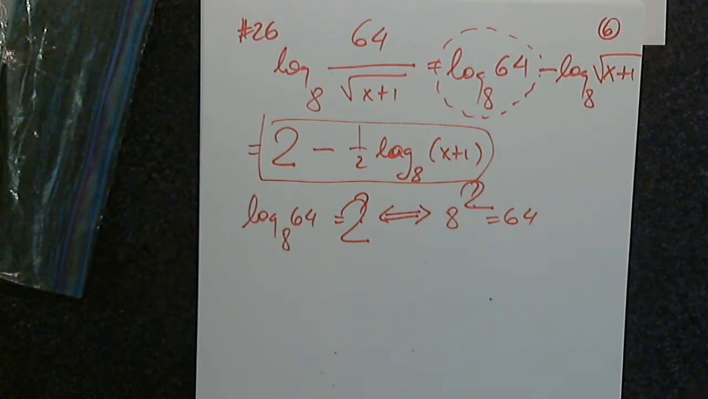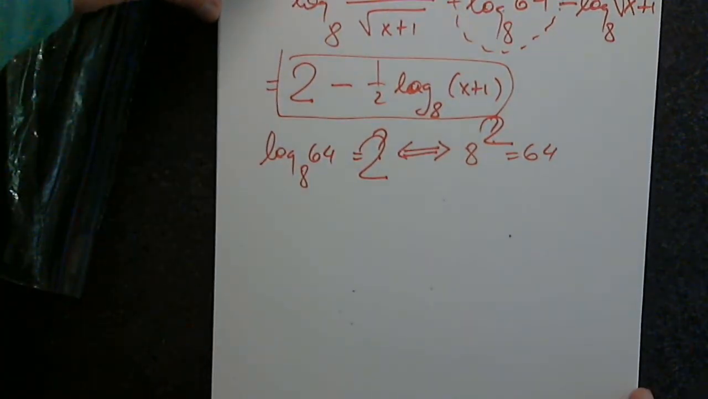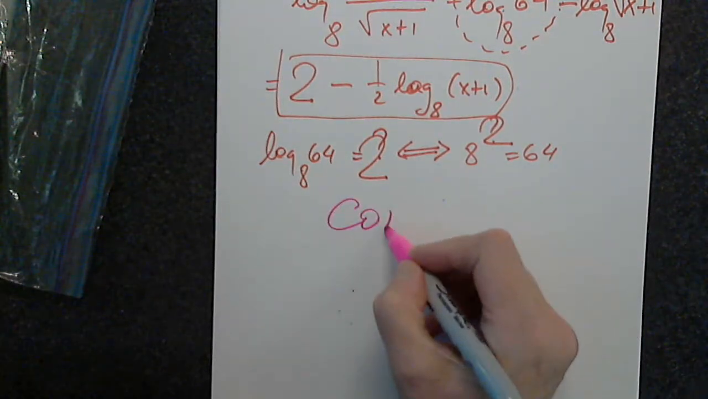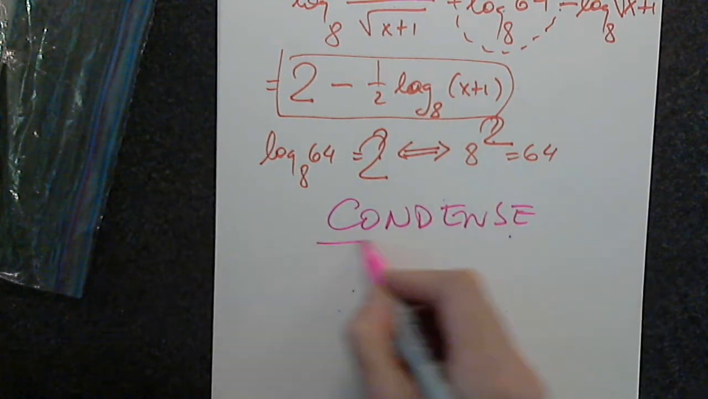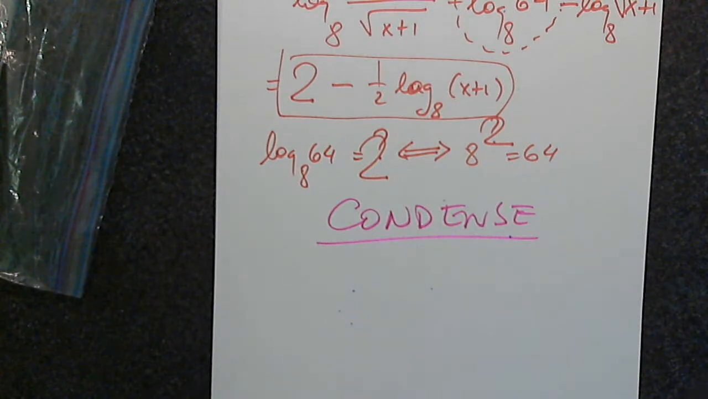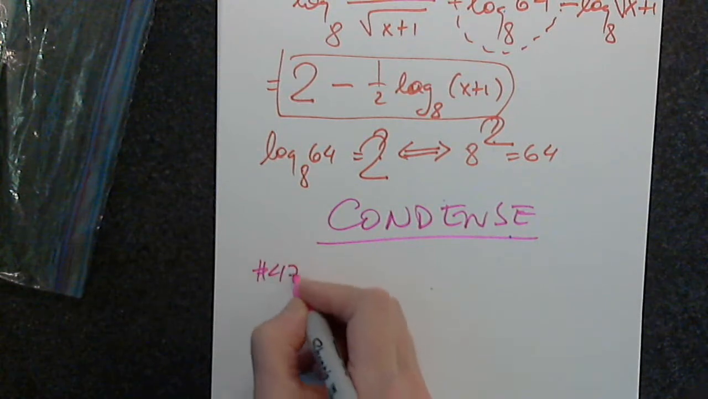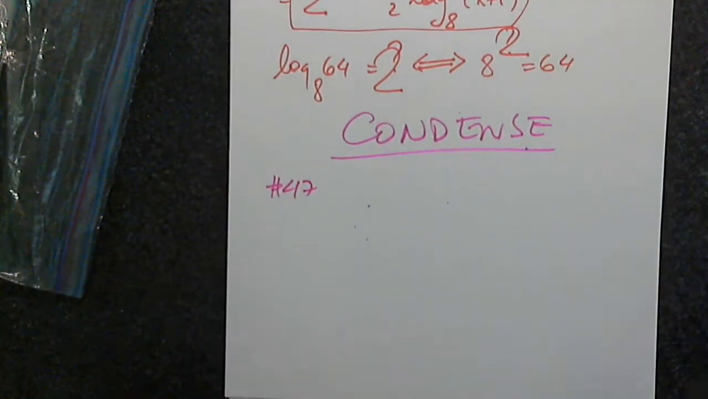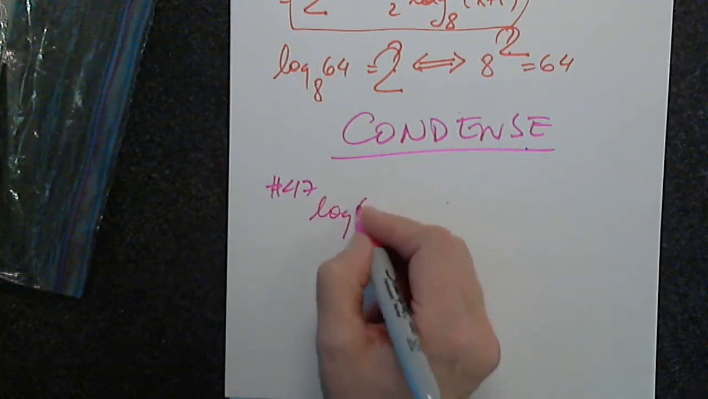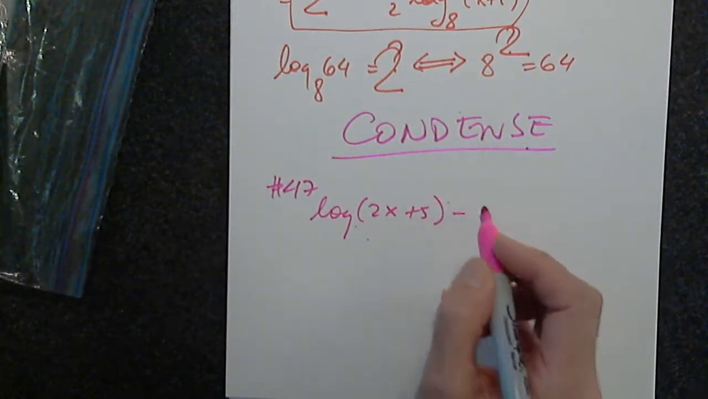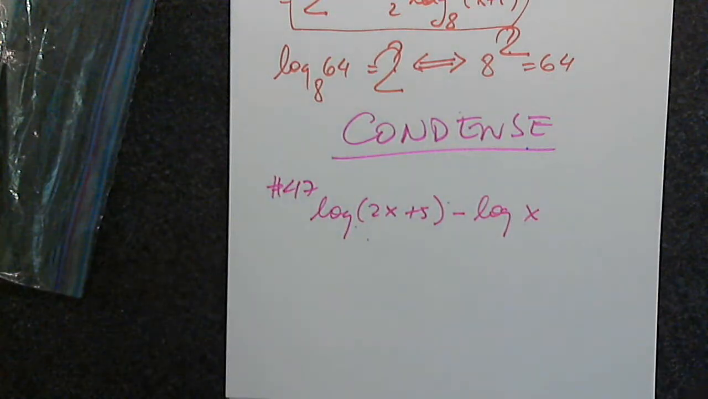Now we want to go backwards. We want to condense. So let's see how we do the condensing. And the reason I say the condensing is more important is because without understanding how condensing works, we're not going to be able to solve log equations. That's why this is so important. Okay, so let's start with a simple one, like 47. Common log of 2x plus 5 minus log x.